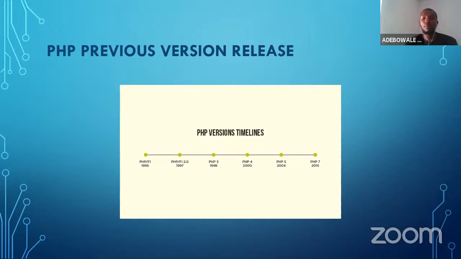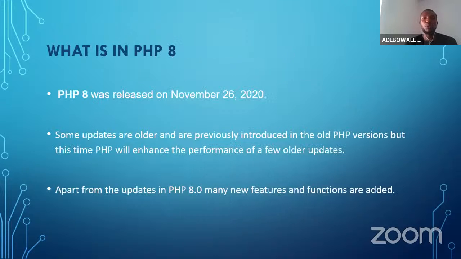Now, what is new in PHP 8, which is the current major change that has happened to PHP? Like we have seen, the previous version we had was 7.4. Then we have a major change from version 7 to version 8 now, which is a major release.